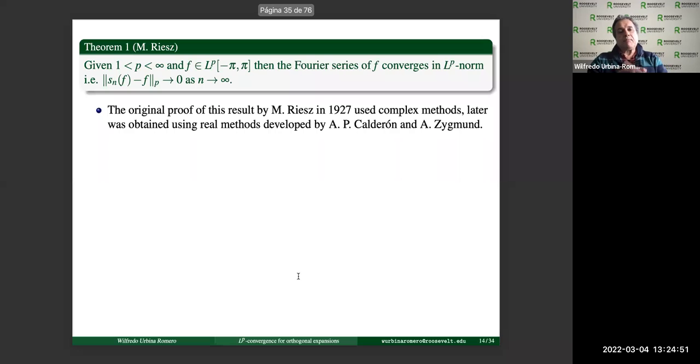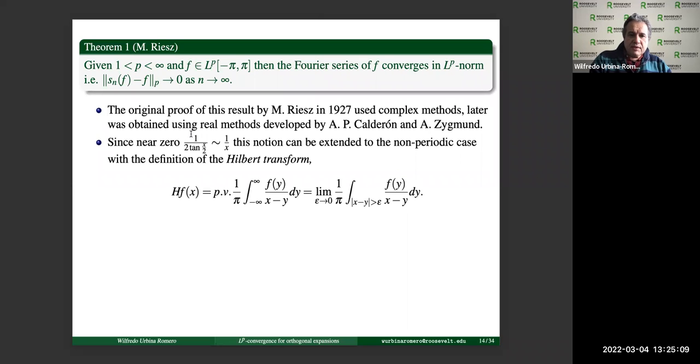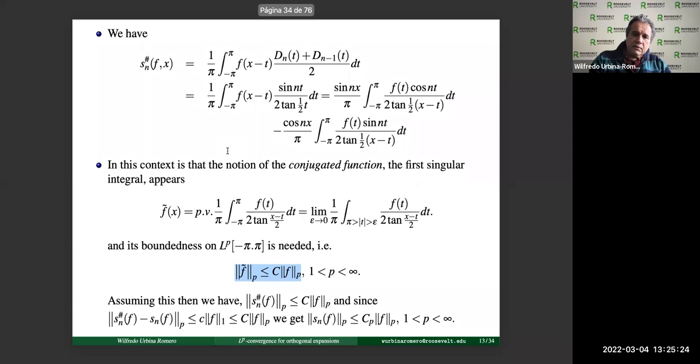The first proof was given by Marcel Riesz in 1927 using complex methods, and later was obtained using real methods developed by Calderón and Zygmund. Since, as I said, 1 over 2 tangent of x over 2 blows up at 0, and actually that discontinuity is pretty similar to 1 over x, this is the conjugate function, or sometimes it's called the periodic Hilbert transform.